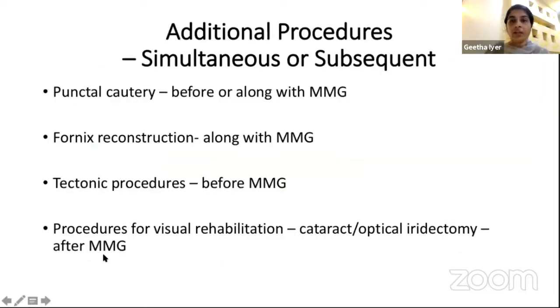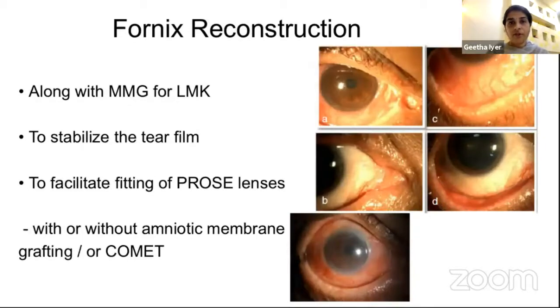There are several additional procedures that can be performed simultaneously or subsequently along with mucous membrane grafting. When you have a severe dry eye, it is definitely beneficial to combine a punctal cautery along with the MMG or do it before the mucous membrane grafting. When you have to simultaneously do a fornix reconstruction, it is done along with mucous membrane grafting, either with amniotic membrane or the use of cultivated oral mucosal epithelium.